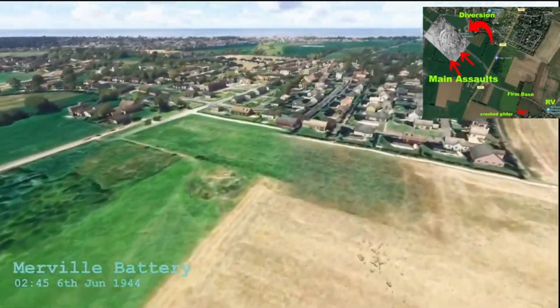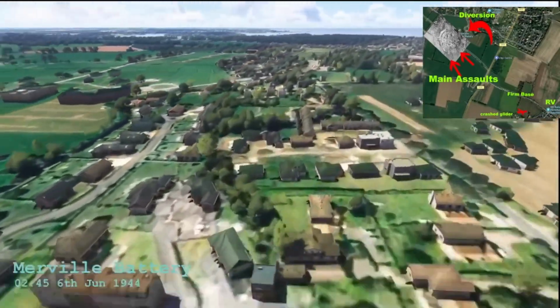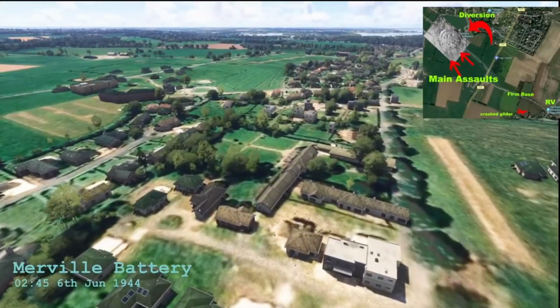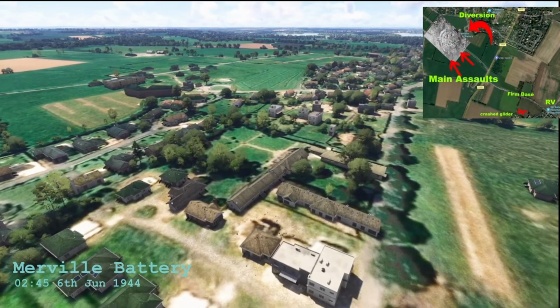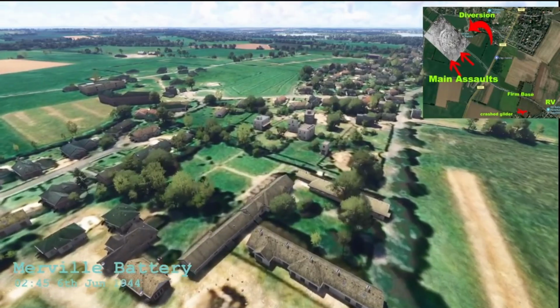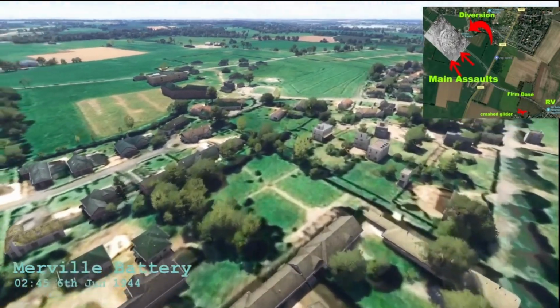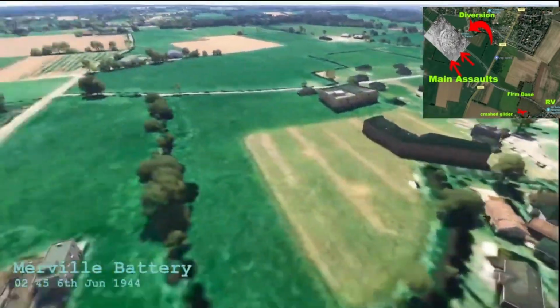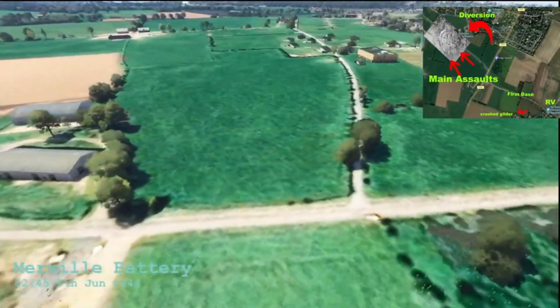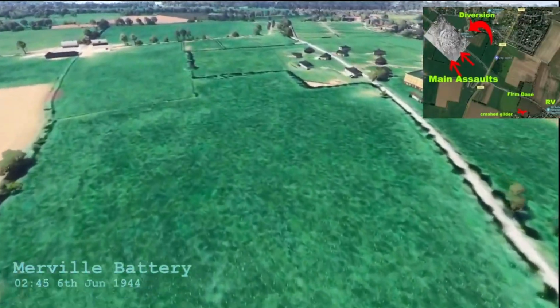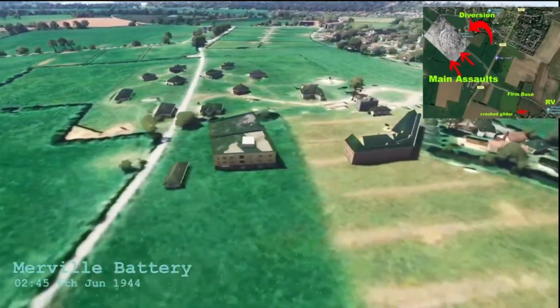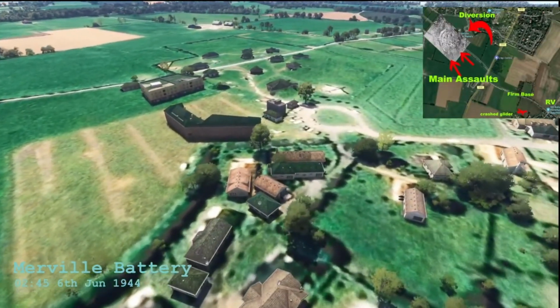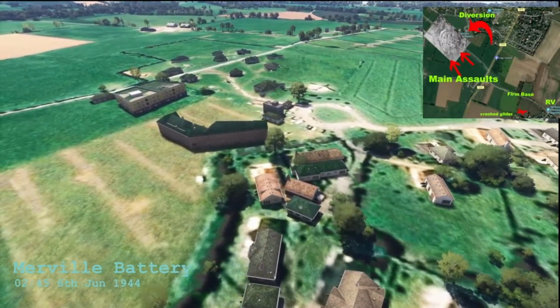Sergeant Knight moved around into this position here, and they basically loosed off everything they could. Otway's men had moved towards the casements from this side, so Sergeant Knight made sure that he was firing to the east.